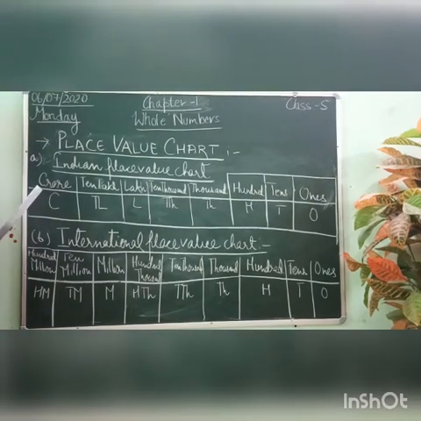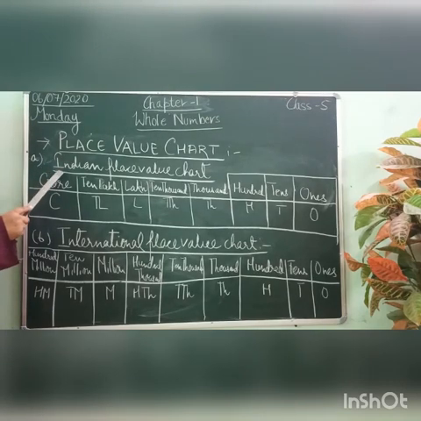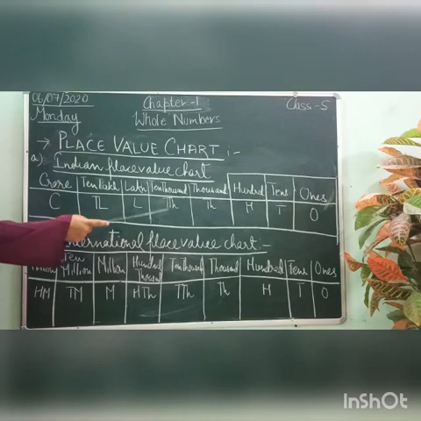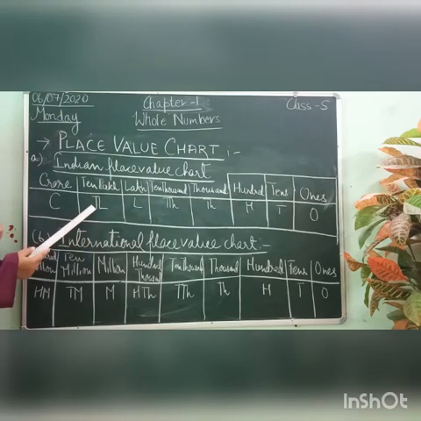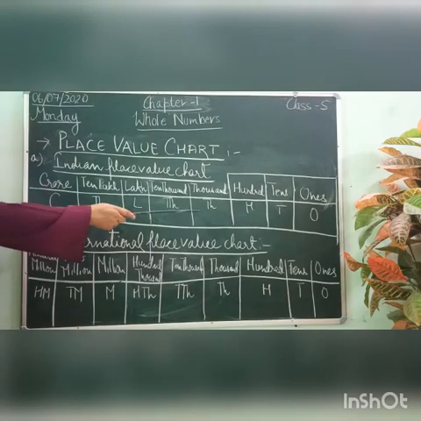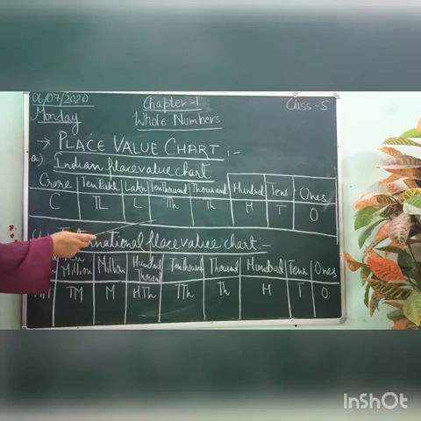Okay, now the next point we will be revising is the place value chart. We are following two place value charts. The first one is the Indian place value chart, and the other one is the international place value chart. In the Indian place value chart, we start with ones, tens and 100. After 100 comes 1000, then 10,000. But after 10,000 we have lakh, then 10 lakh, then crore, then 10 crore. Like this we follow in the Indian system.